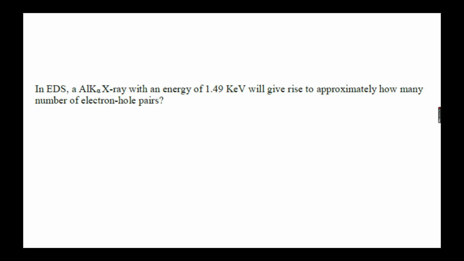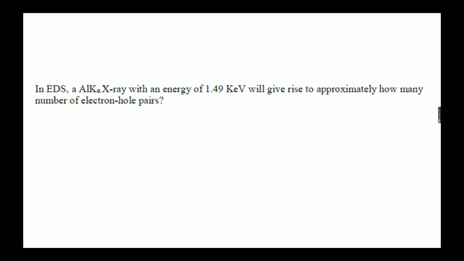Anybody? Is it 392? 392. Okay. 1.49 into 10 power 3 divided by 3.8. How did you find it out? The energy required for the excitation is 3.8 electron volt, right? So we have 1.49 kilo electron volt, so 1.49 into 10 cube divided by 3.8. Okay. Is that right? I don't know.